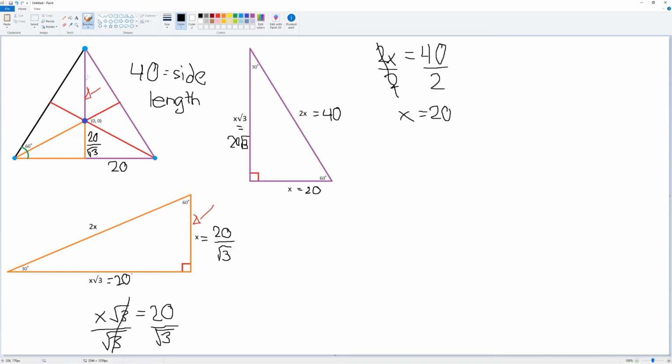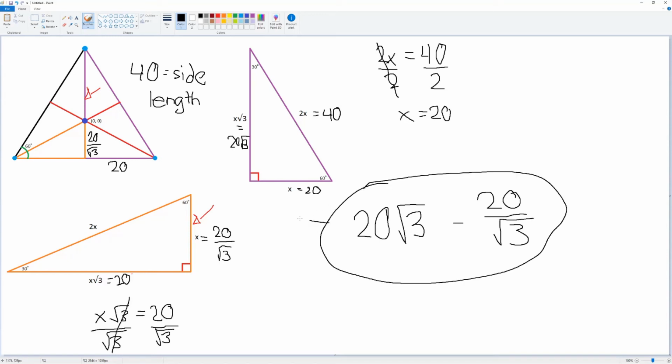How do we find this small segment? Well, again, we take the entire length, which was 20 times radical 3, and we subtract this small segment, which was 20 divided by radical 3. So this value is the length of this segment right there. A bunch of ugly numbers, but with this information, we can draw our equilateral triangle.